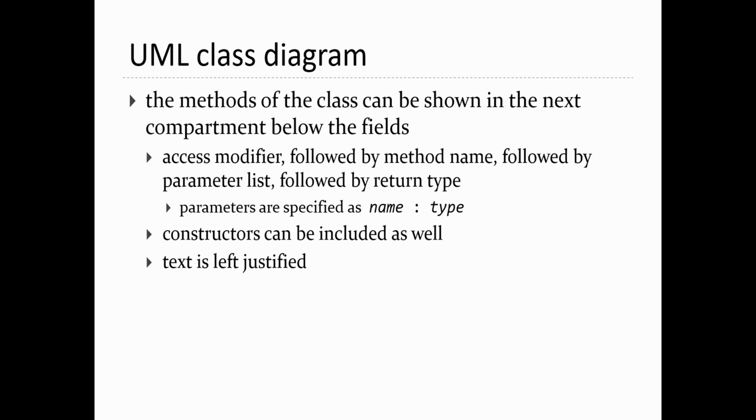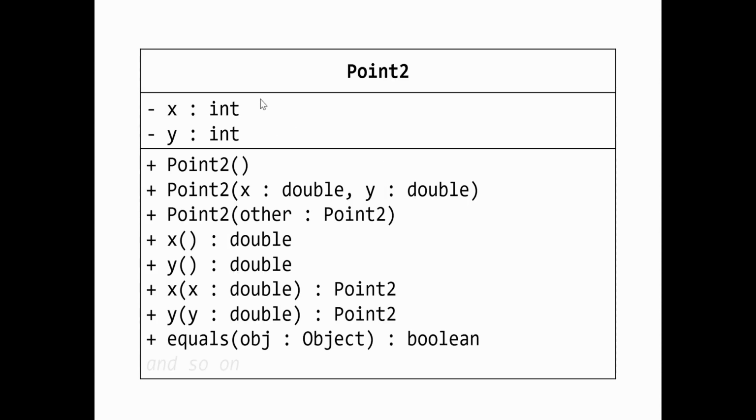You can show constructors as well. For the Point2 class, there's a no-argument constructor that's public, so plus for public, then the name of the constructor. The constructor takes no arguments. There's a constructor that takes in the x and y coordinate as two double values. So plus, it's public, the name of the constructor, a parameter called x whose type is double, and a parameter called y whose type is double.